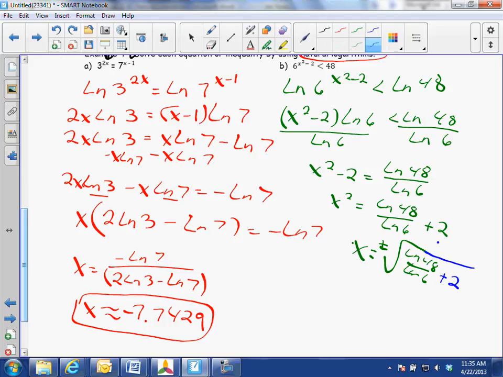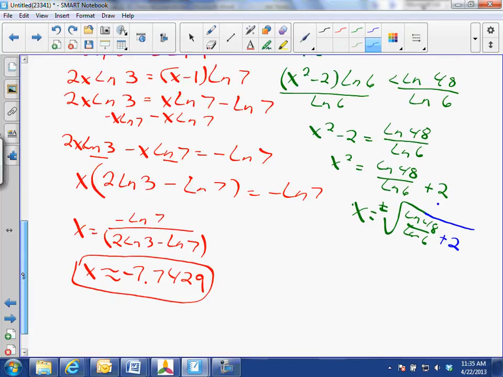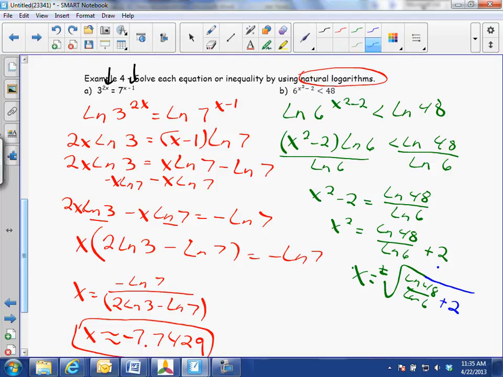Then what? We have to take both the positive and negative. Yes, we need a plus or minus. But I think we could have negative natural logs. But it's not, because we've got it as an exponent, it's not a natural log. We're not taking a natural log of negative 48 or anything. It's okay, because it's an exponent.